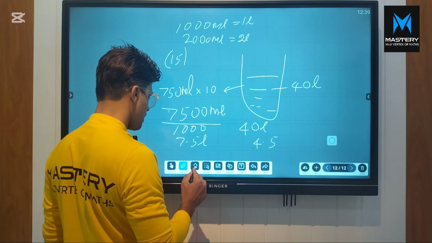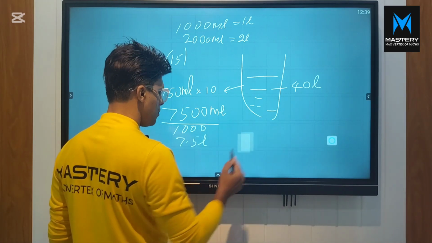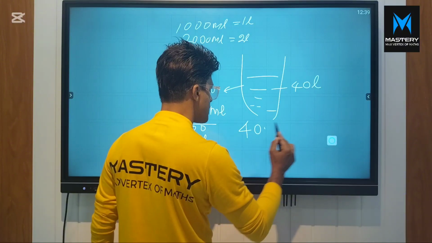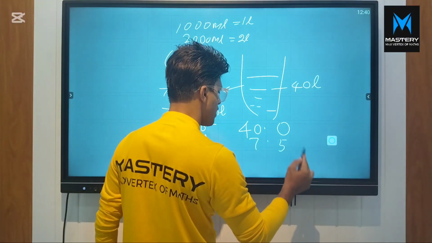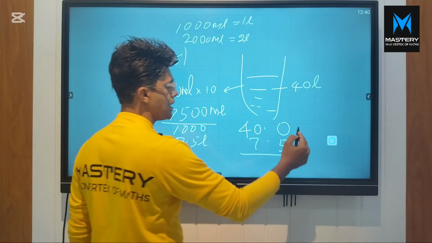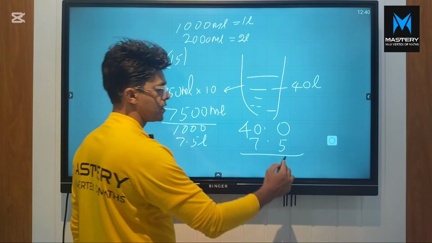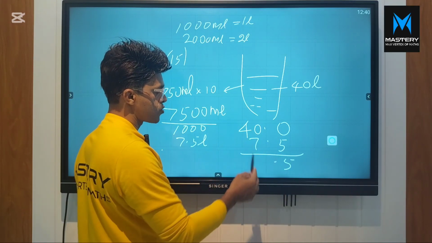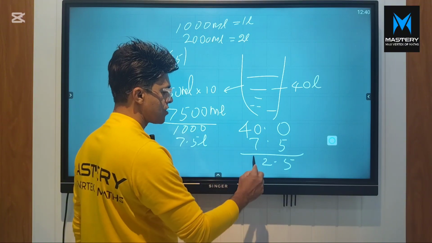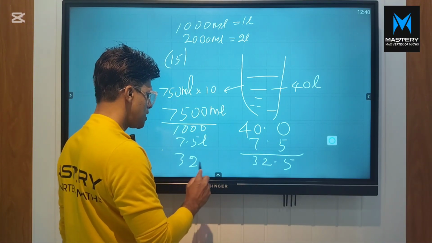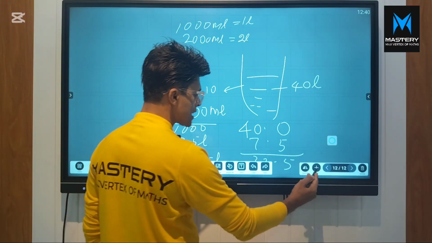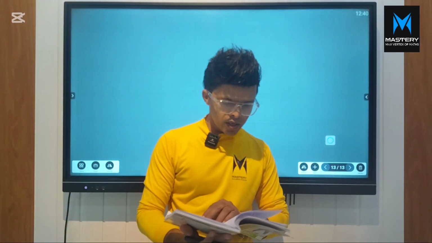We have to subtract in order to find the remaining amount of water in this container, right? Then 40 liters minus 7.5. I've written here 0, then here liters. Then you need to borrow 1, then 10 minus 5 is 5, here 9, this 0, this 10 becomes 9. Then 9 minus 7 is 2, then here 3. The answer is 32.5 liters. Let's do the other question.